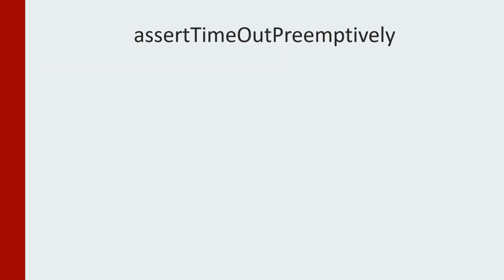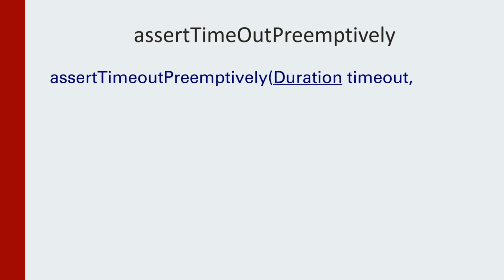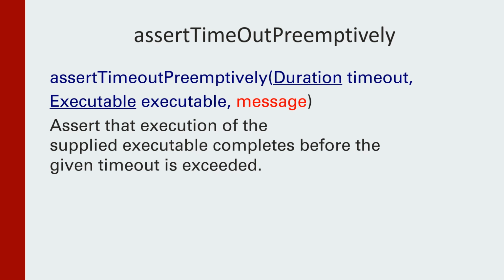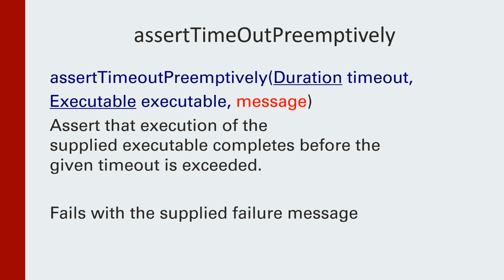So the last assert statement that I'd like to talk about in this video is assertTimeoutPreemptively, which is going to take something a little bit different. It takes this thing called Duration, an executable, and a message, and it asserts that the execution of whatever that executable is completes before the given timeout is exceeded. And it's going to fail, of course, with the supplied failure message.